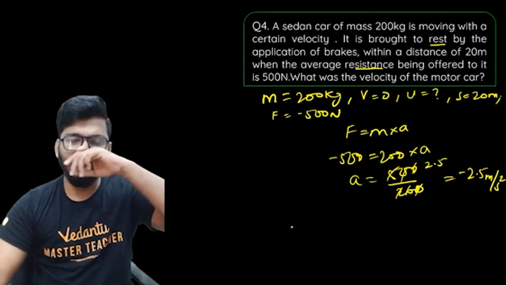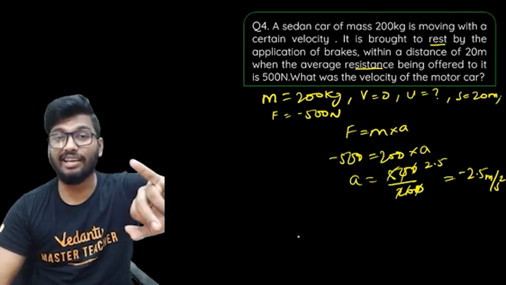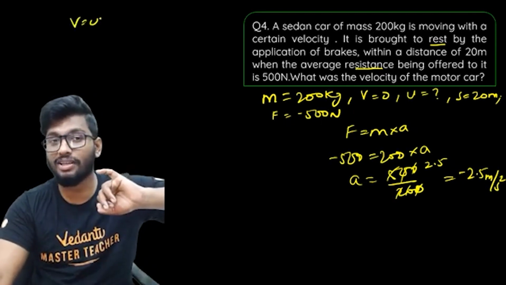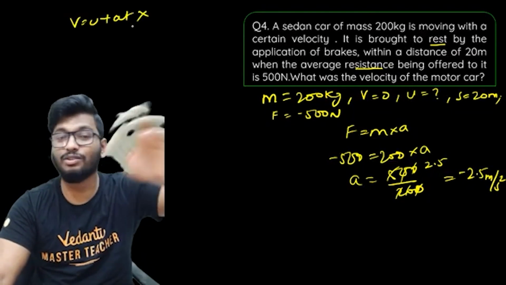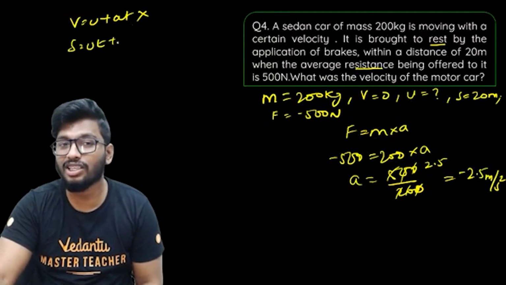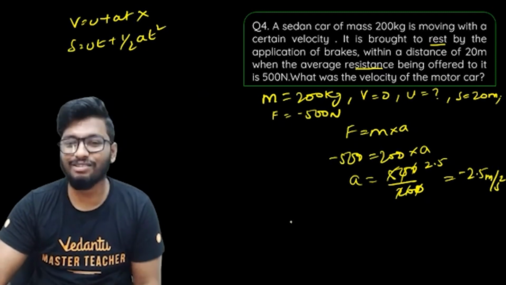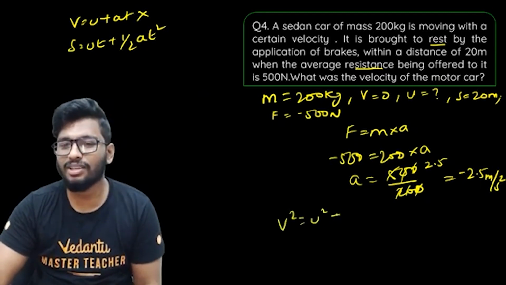Now, which equation of motion should you use in order to get u? There is no time taken given. So I cannot use v is equal to u plus at, because there is no time given. I cannot use the second equation of motion also, s is equal to ut plus half at square, again for the same reason that I don't have time taken. So which formula can I use? Third equation of motion, v square is equal to u square plus 2as.